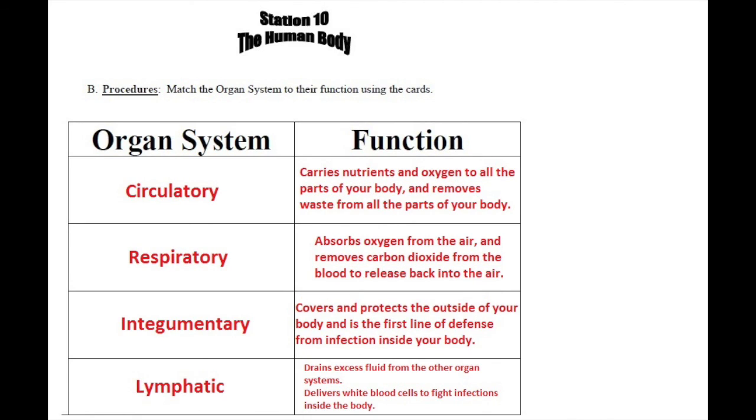And lastly, circulatory system, that's how your heart pumps all the blood to your cells. Respiratory system, that's where you breathe in oxygen and then you breathe out carbon dioxide. The integumentary system is a fancy name for your skin, which is the covering on the outside of your body. It's the first line of defense to keep infection from getting into your body. And lastly, the lymphatic system is a system that helps to drain excess fluid and deliver white blood cells.